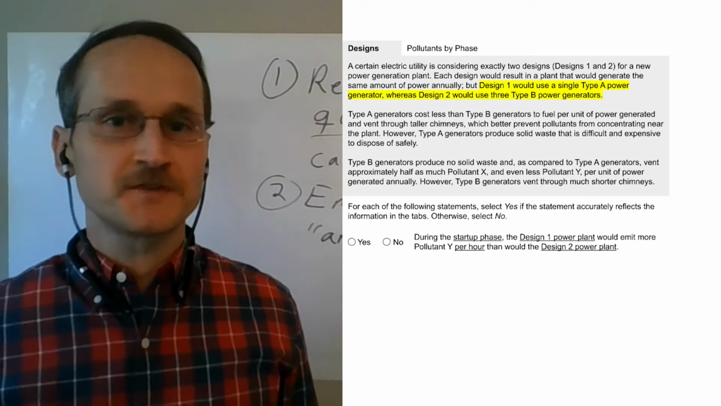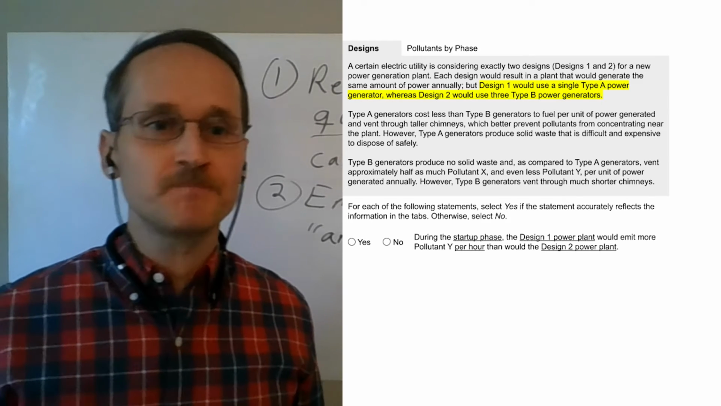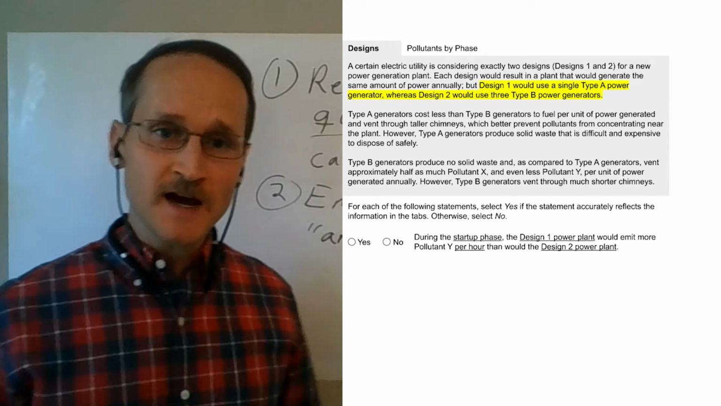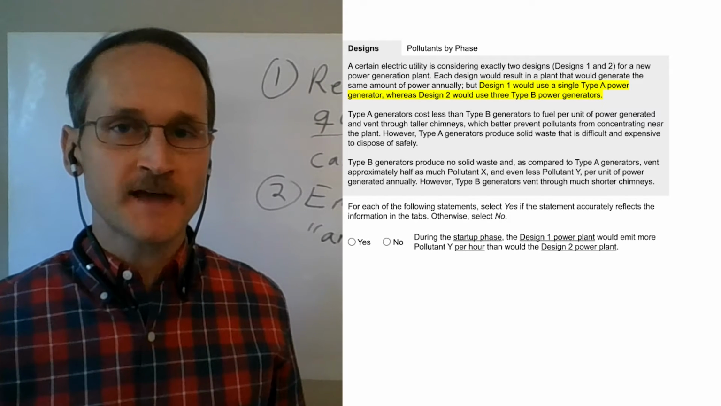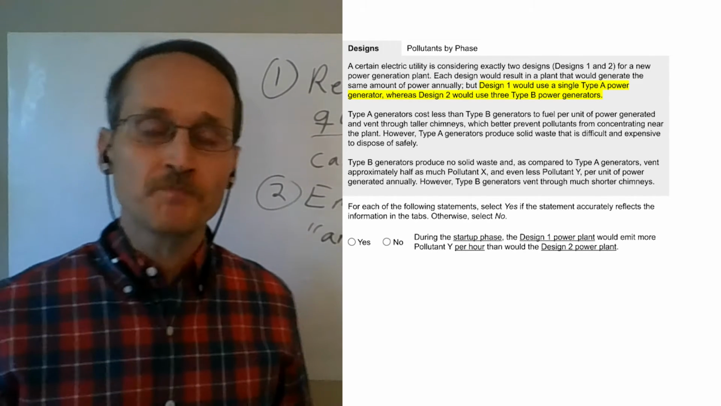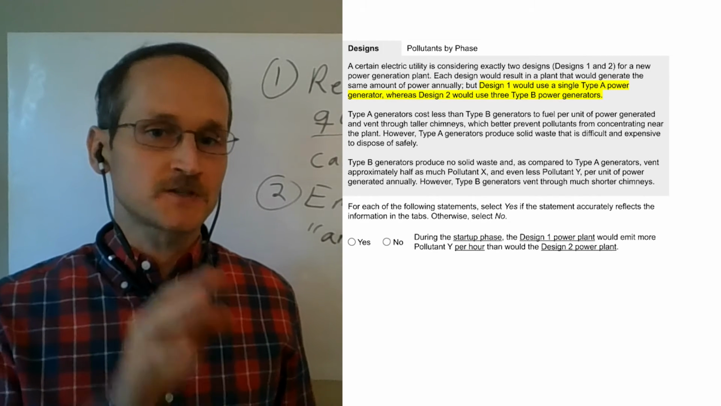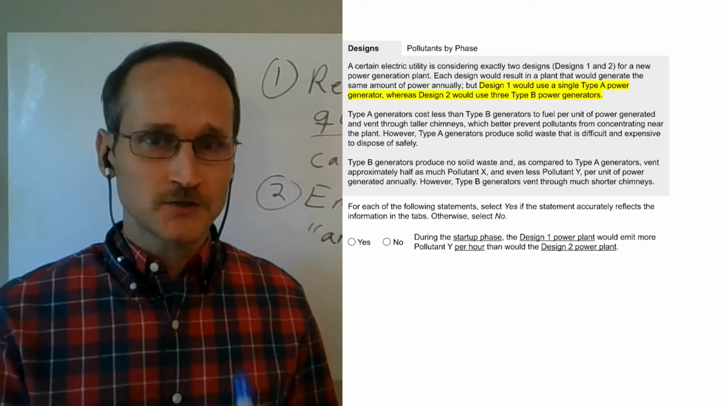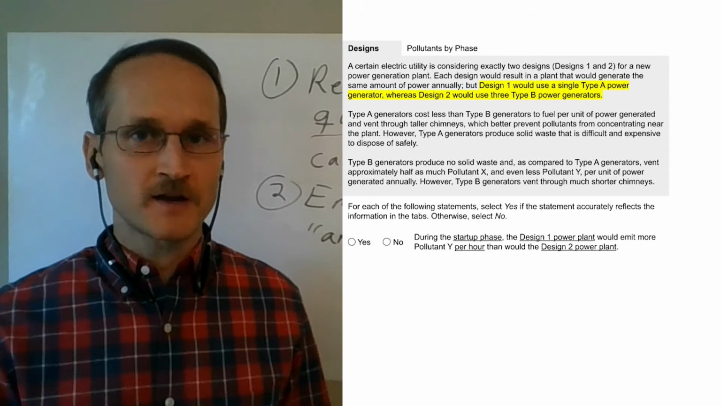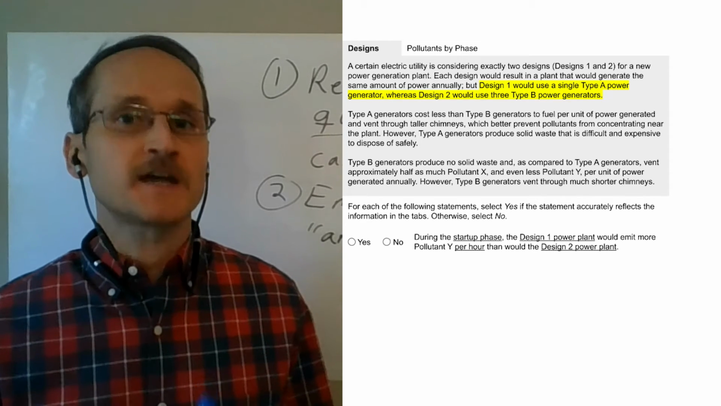All right, let's jump into the first statement from the first question. Again, if you need more time, just hit the pause button. So our job here is to select yes if the statement accurately reflects the information in the tabs, otherwise select no. I've underlined some key details in this statement. We're talking about the startup phase. Also, we're comparing design 1 to design 2. So really important that we're not comparing generator types. We're not comparing type A to type B directly.